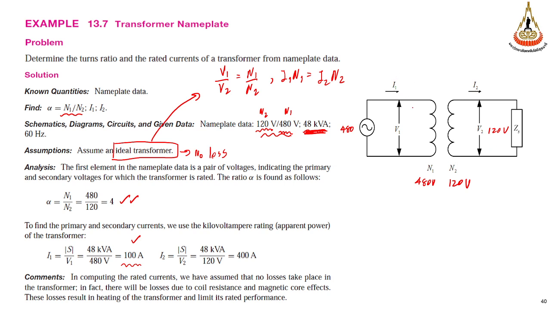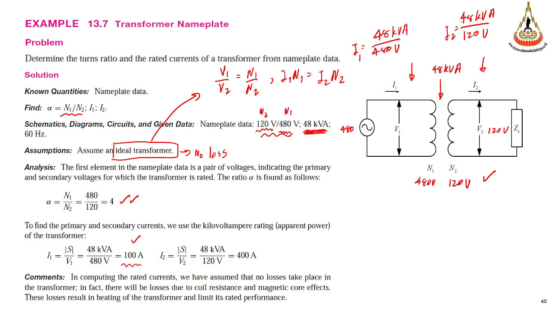Okay, and what is the maximum current of this side? This transformer can supply 48 kVA. It means that the maximum current is 48 kVA divided by 480 volt, current I1. And then if you calculate I2, it is 48 kVA divided by 120 volt, okay?